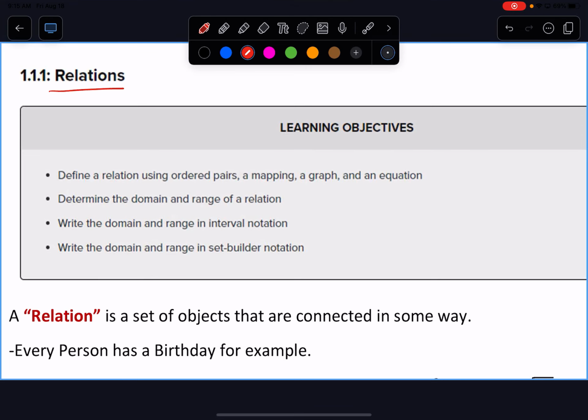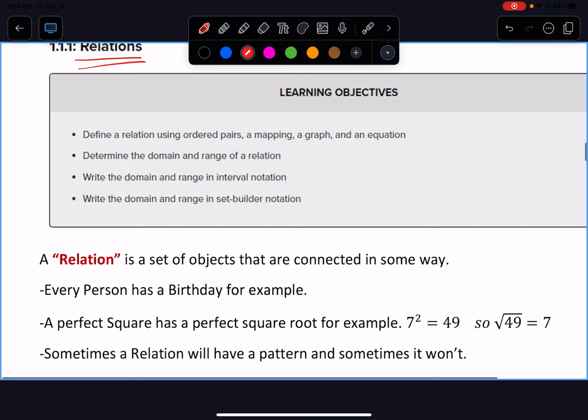1.1.1. It's dealing with relations. So if they were to ask you what's a relation, we'll just get right to it.